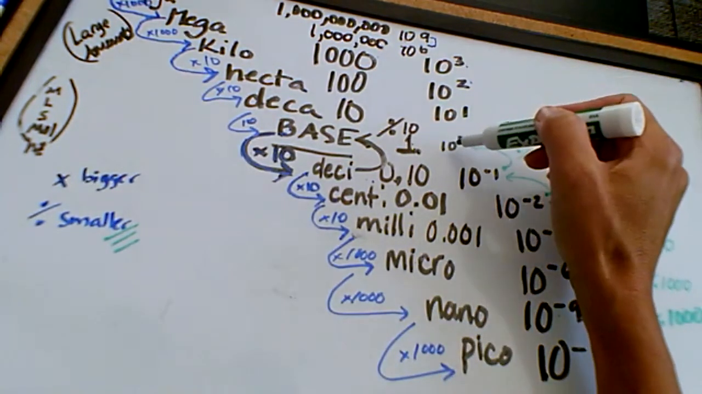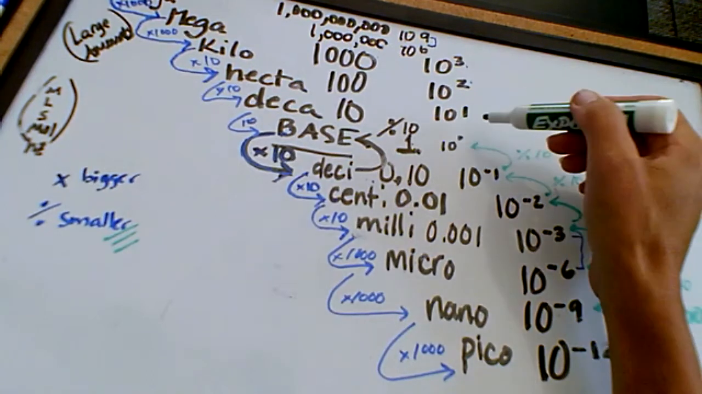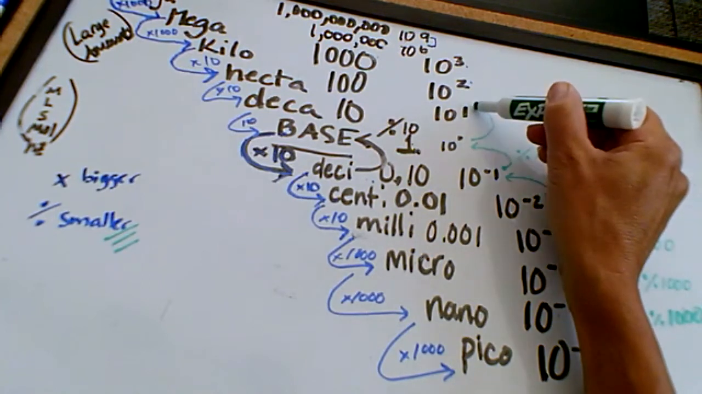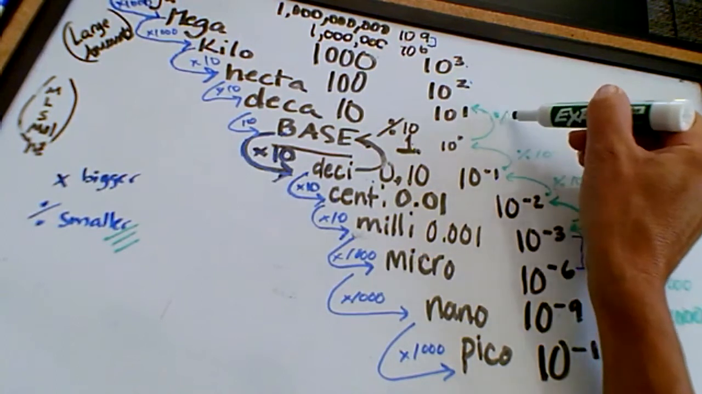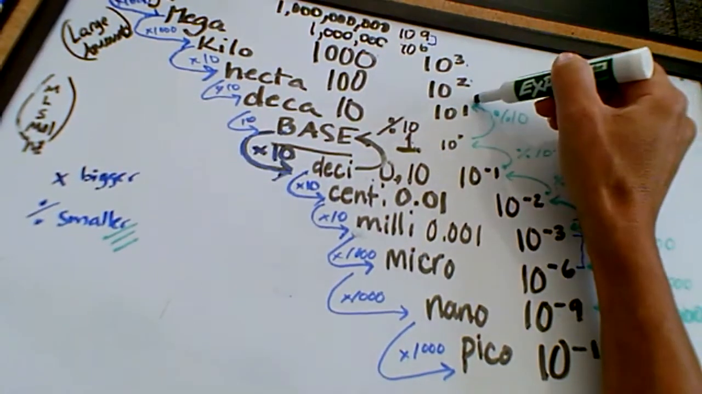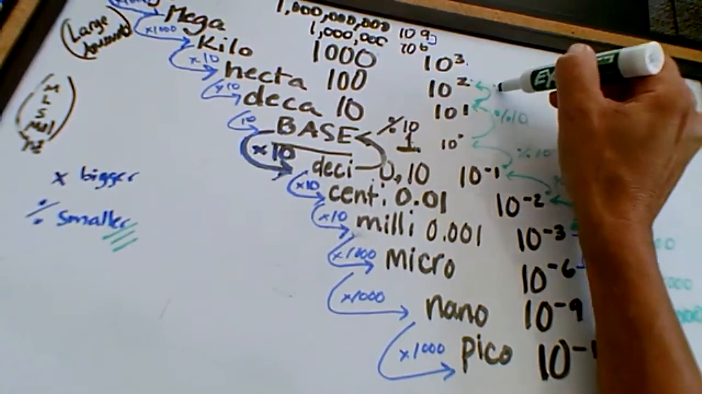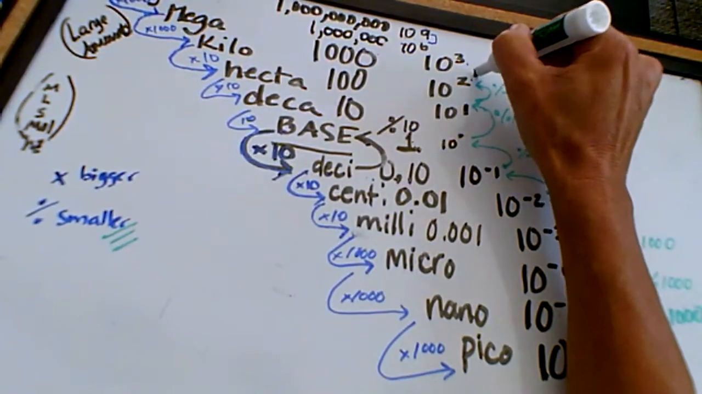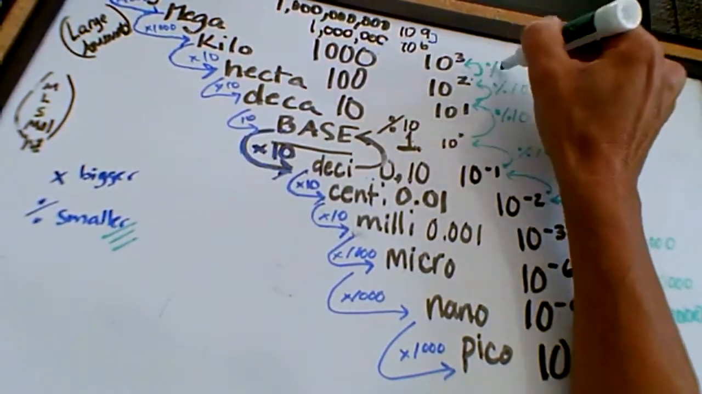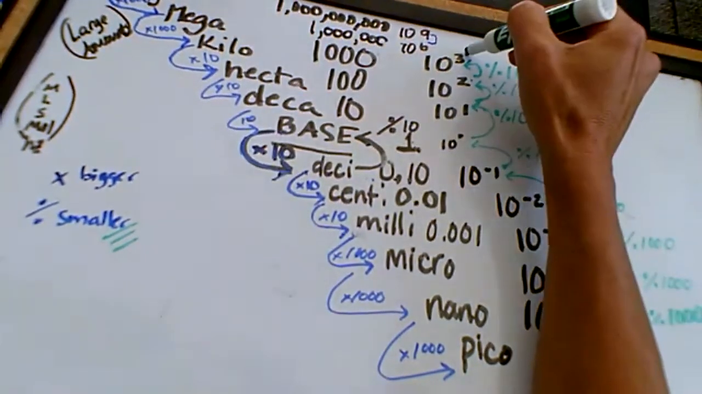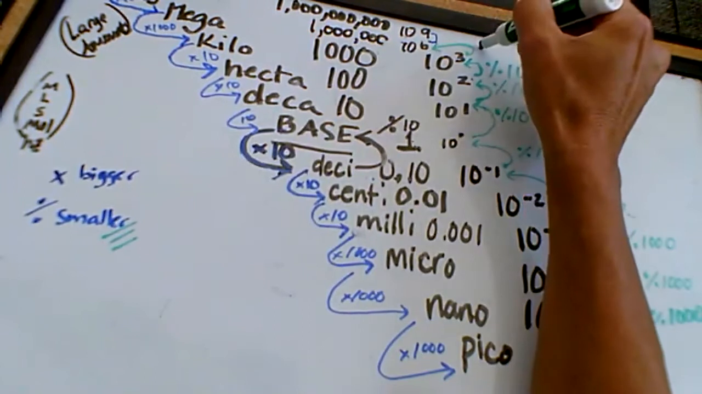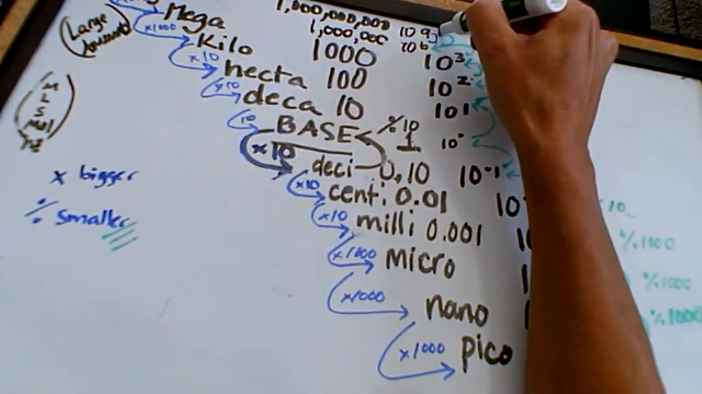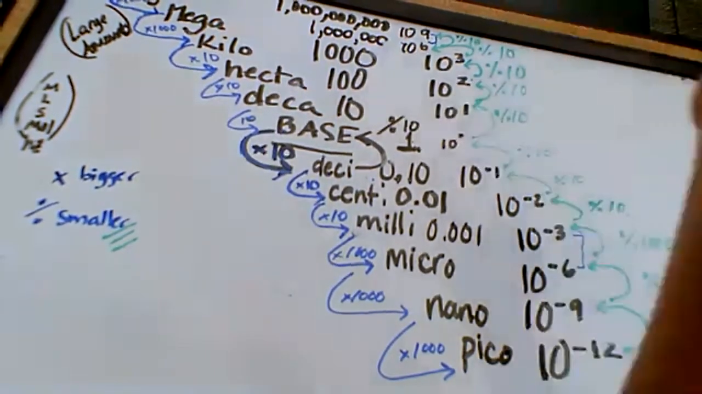If I'm at the base, the meter or liter or gram or whatever, and I need a deca, meter or liter or gram, going from here to here, I would divide by 10. If I'm going from the deca to the hecta, I would divide by 10. If I'm going from the hecta to a kilo, I would divide by 10. If I'm going from the kilo to the mega, I would divide by 10. And if I'm going from the mega to the giga, I would divide by 10.